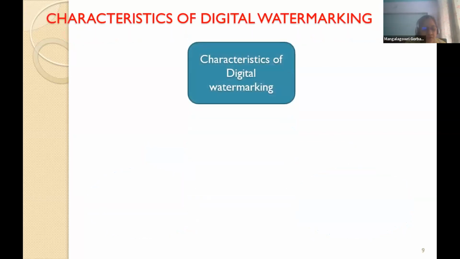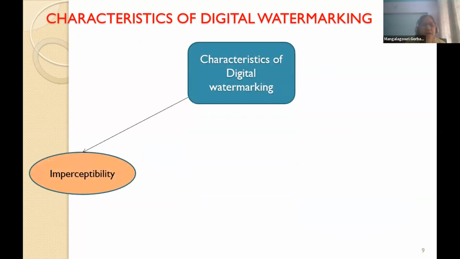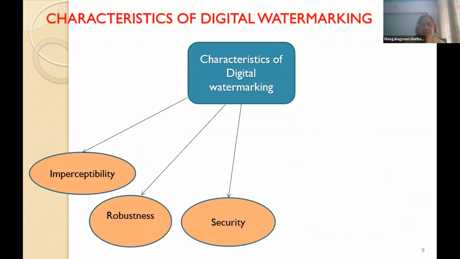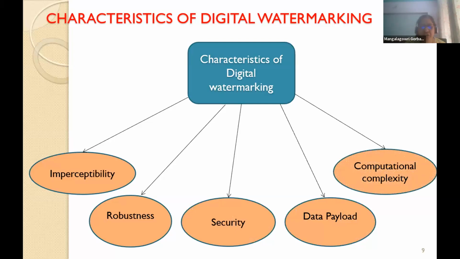Coming to the characteristics of digital watermarking, they are imperceptibility, robustness, security, data payload, and computational complexity. However, imperceptibility, robustness, and security are the most important performance parameters of neural network-based watermarking schemes. So most of the papers reviewed have stressed these parameters.